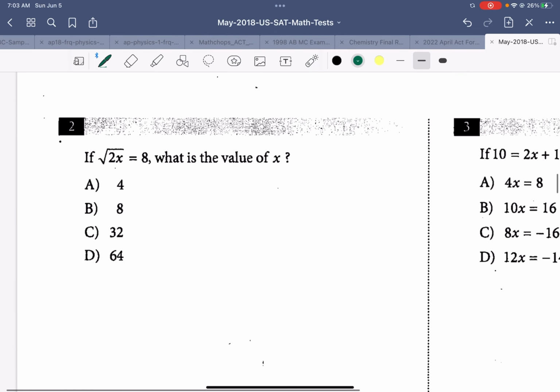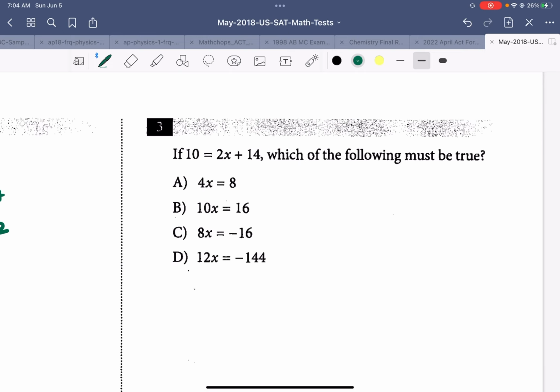Number two. Root 2x equals 8, and what is the value of x? You can square both sides, so 2x equals 64, and then x is 32. So C. Let's move on.